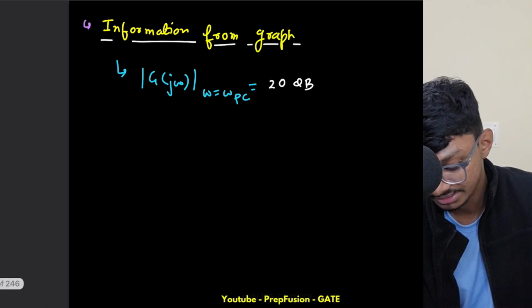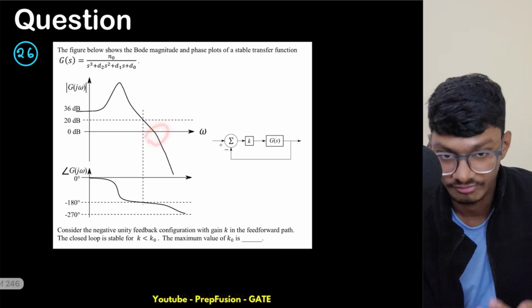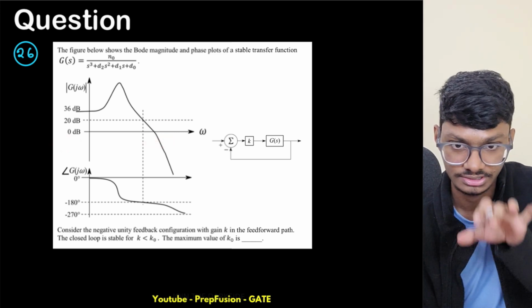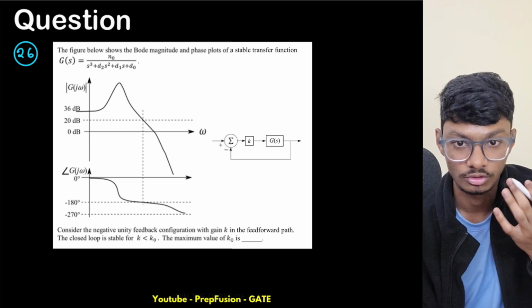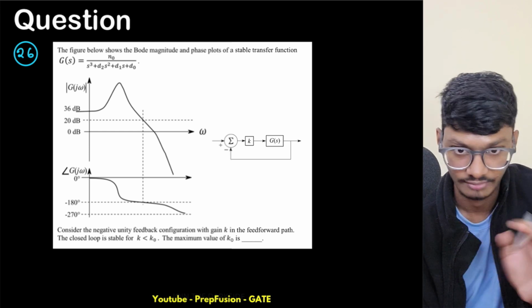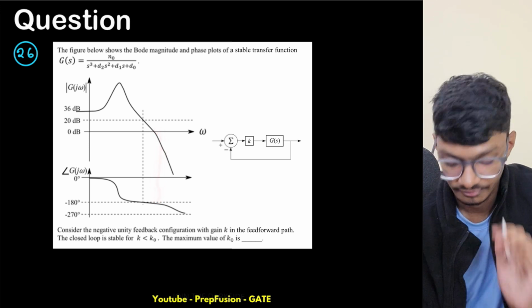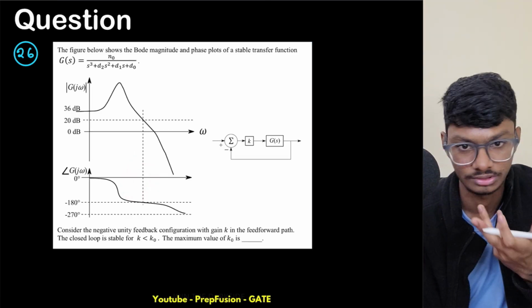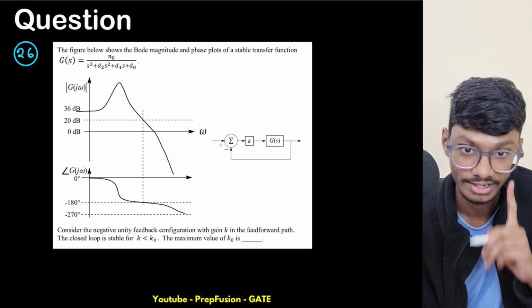Okay, what else they have given me? So here they haven't provided me the frequency at which the function reaches 0 dBs, which is also known as the gain crossover frequency. They haven't provided me that. Also they haven't provided me the phase. Okay, so yeah, obviously we don't know that. Now what else they have provided me?